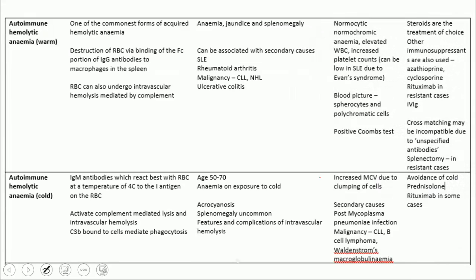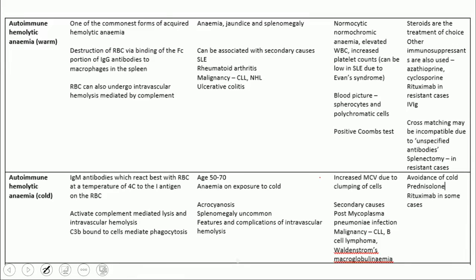So you have warm autoimmune hemolytic anemia where the temperature is around 37 Celsius, and in cold it is about 4 Celsius. Right. Now, if you look at the tests for these autoimmune hemolytic anemias, all will have a Coombs positive, whether warm or cold. But you can also do something called a Coombs profile, where you can test the type of antibody. So when you look at the Coombs profile, you will find that in warm type, it is IgG, it is IgG.